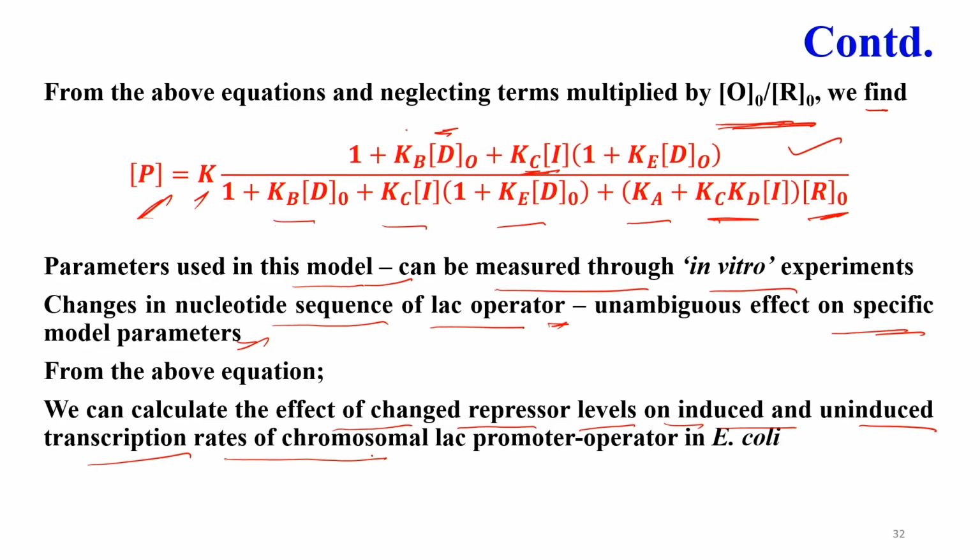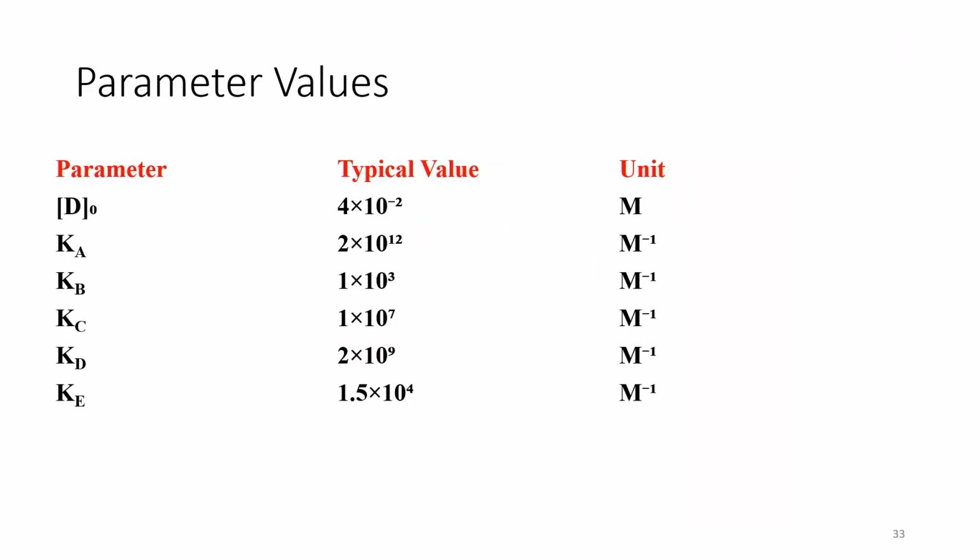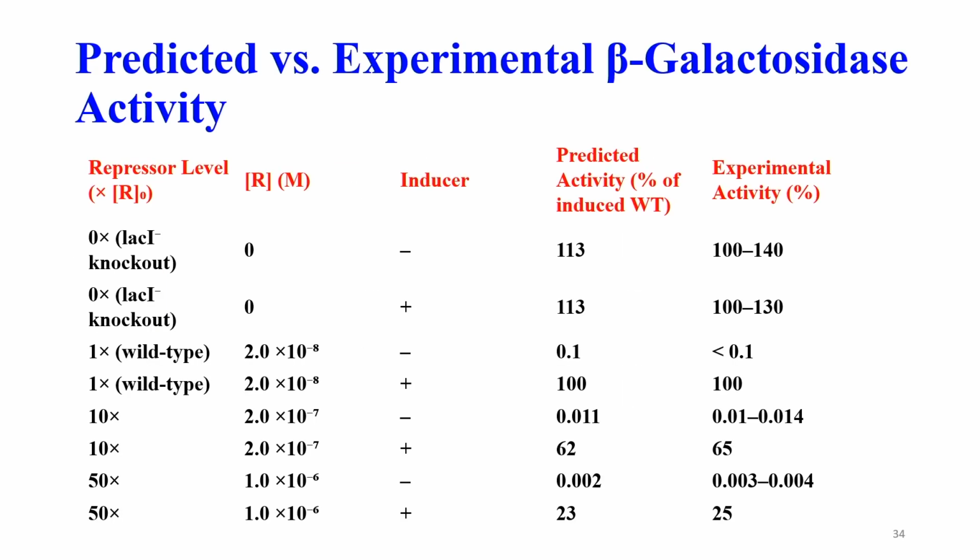So, what is inducer is I and repressor level is R naught. These are the parameter values which were deciphered from the experiment. D naught is 4 into 10 to the power minus 2 mole, and these are the values of equilibrium constants Ka to Ke. Now, it is very interesting to see here the predicted and experimental beta galactosidase activity.